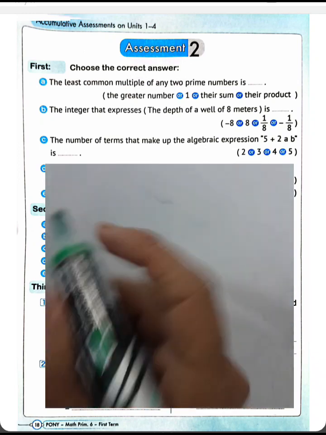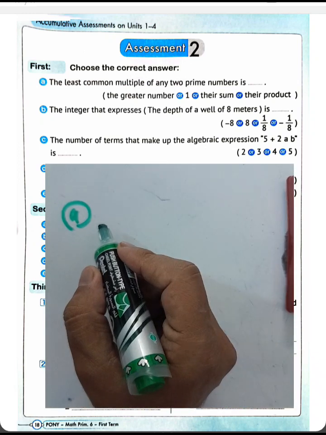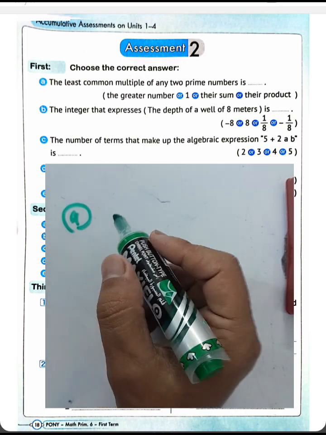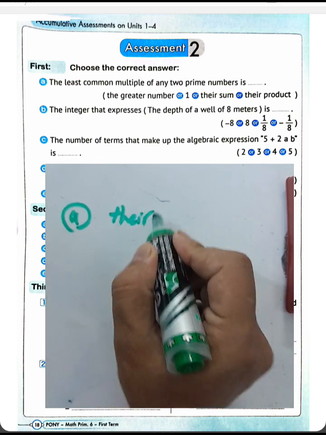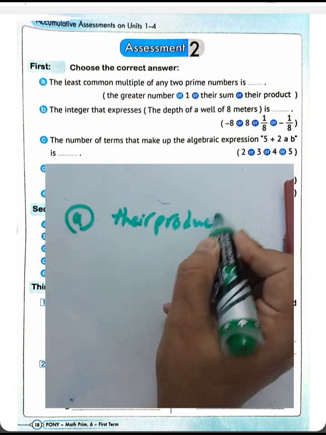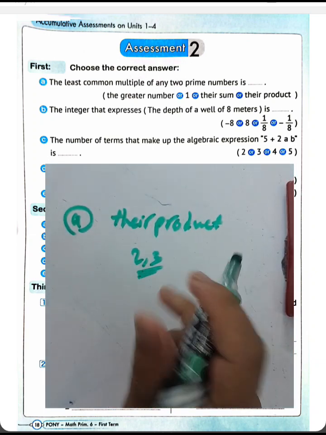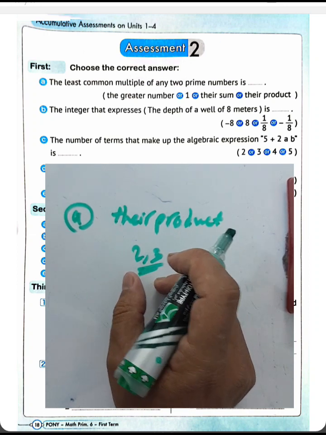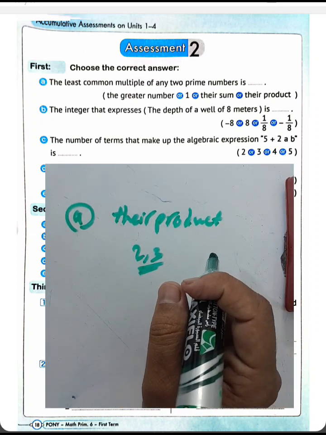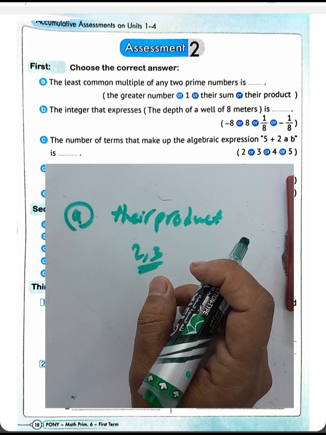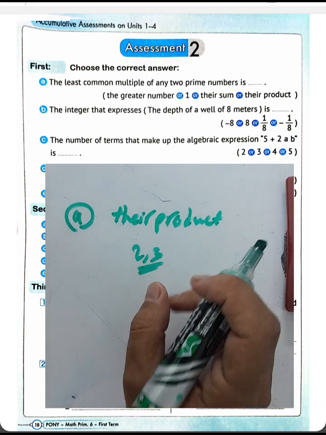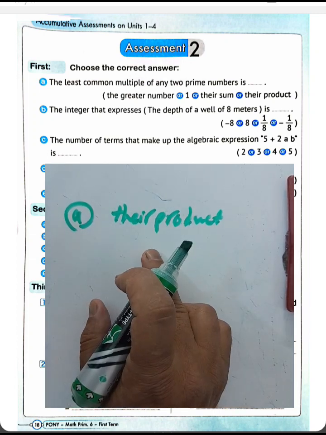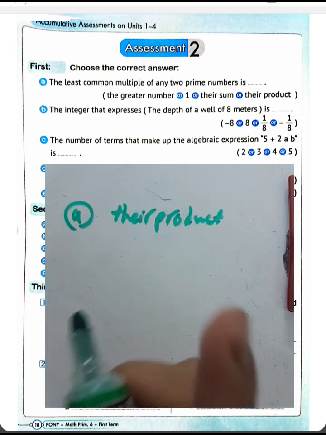Assessment number 2. Choose the correct answer. Letter A. The least common multiple of any 2 prime numbers is what? Their product. For example, 2 and 3. To find the least common multiple of 2 and 3, you must find their product, 2 times 3 equals 6. So the least common multiple of any 2 prime numbers is their product. But the greatest common factor of any 2 prime numbers will be 1.